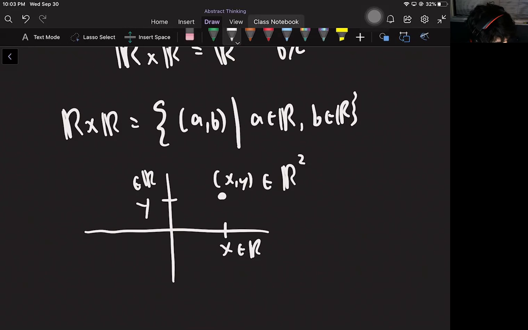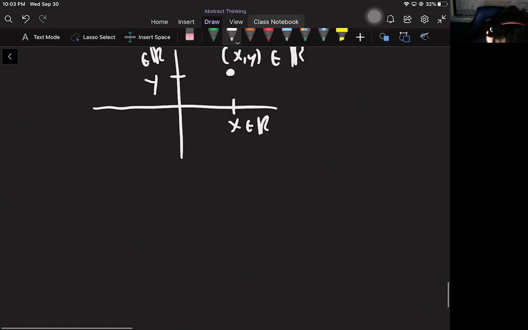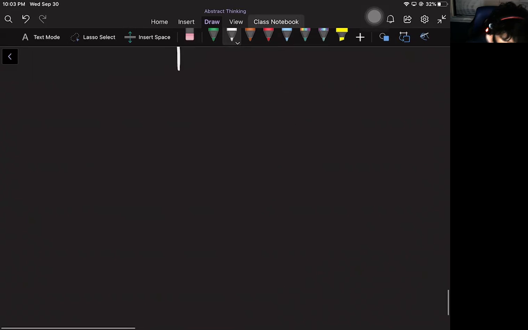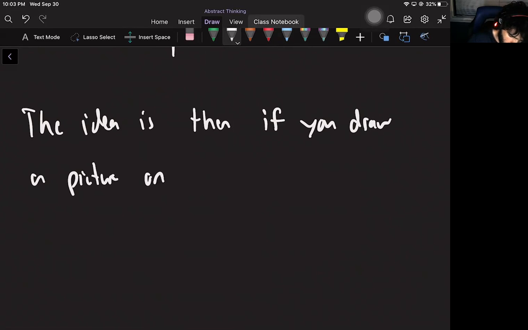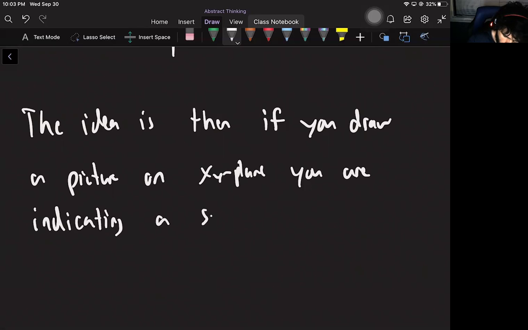So what we're going to do next is think about subsets of R cross R, or R2. So the idea is, if you draw a picture on the XY plane, you are indicating a subset automatically of R2.